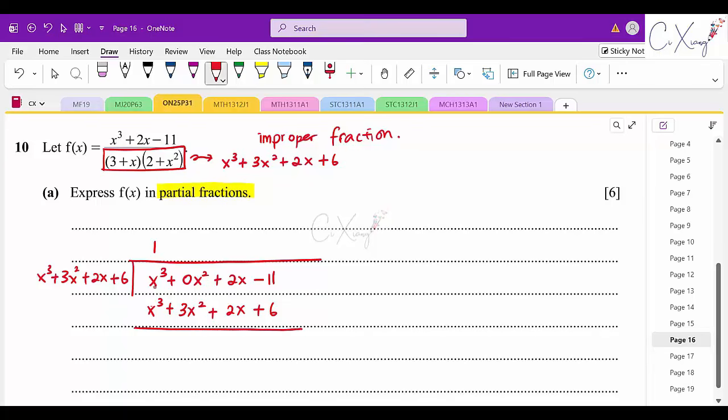Okay. And after that, I have to take the term on top minus the term at the bottom. So I'm having negative 3x squared. This one becomes 0. Then negative 11 minus 6, we are having negative 17. Therefore, this negative 3x squared and negative 17 will be the remainder that you want to use and put it here.